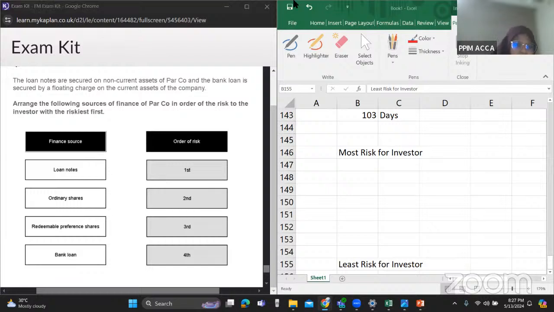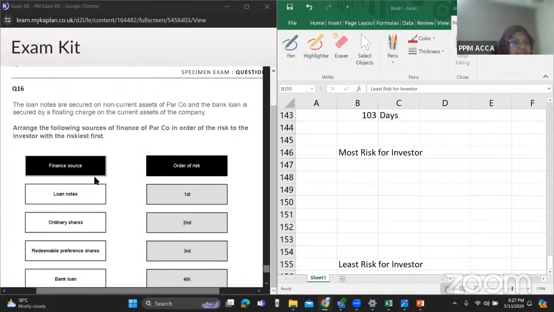So you're saying bank loan, loan notes, redeemable preference share, ordinary share. Actually, I feel you have the answer, but you have put it in the exact opposite order. Let me explain this again. Most risk for the investor. Now think about the loan note holder. He at least has his loan note secured on non-current assets. Definitely, you have to pay him interest. So his principal is secure, and his interest is also secure. So he's not very risky.